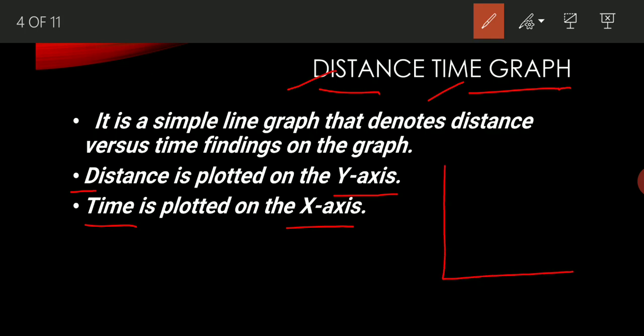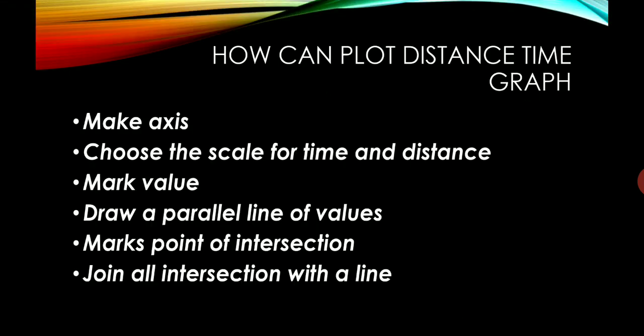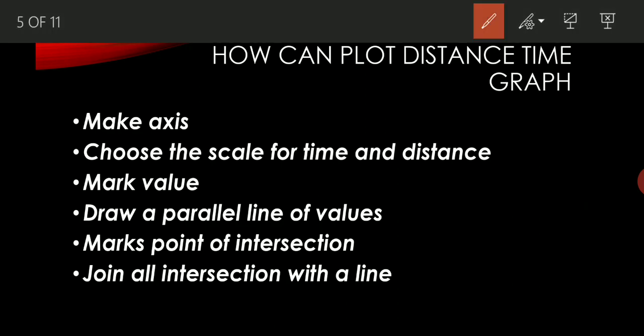As you all know, the graph contains two axes. One we call the x axis and the other one is the y axis. So on the y axis we always show distance, and on the x axis we show time. Now the next thing is, how can we plot a distance time graph?